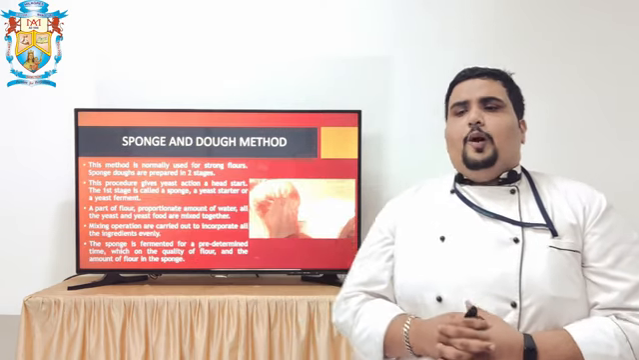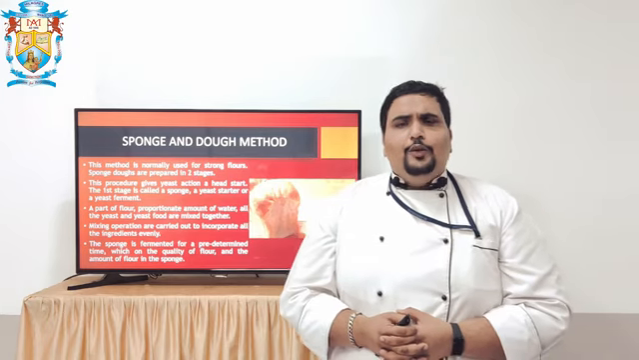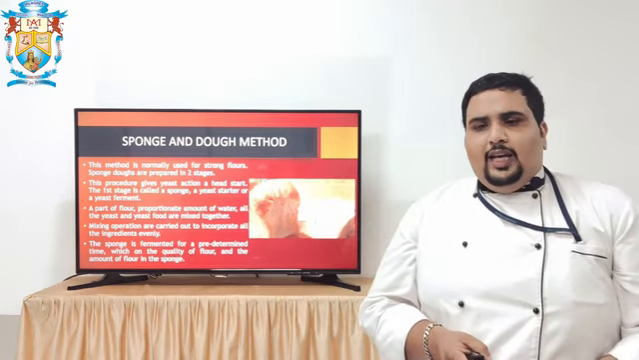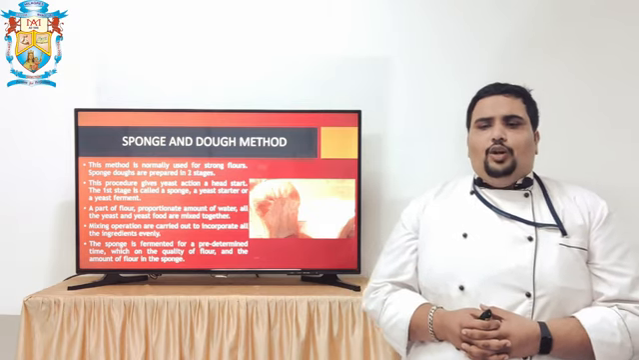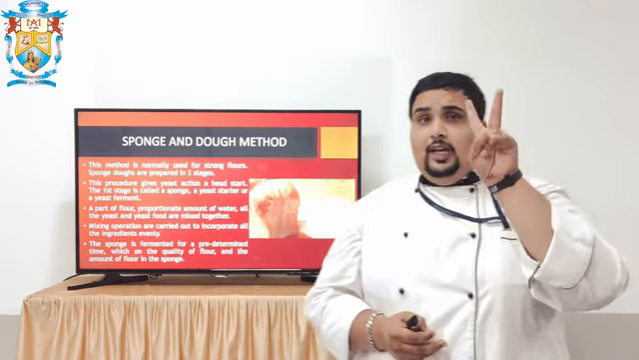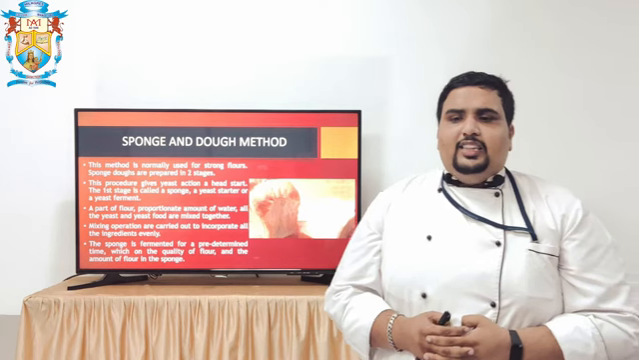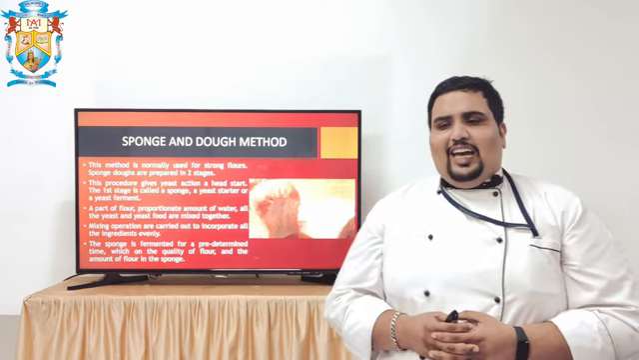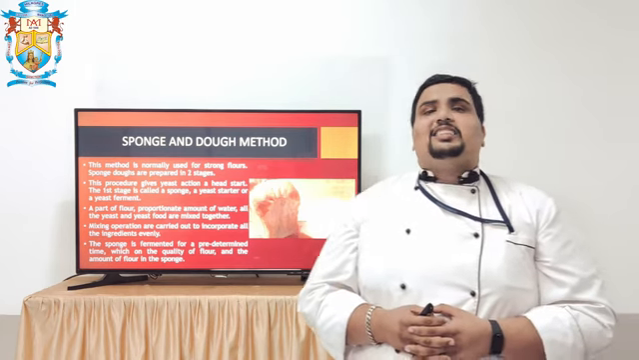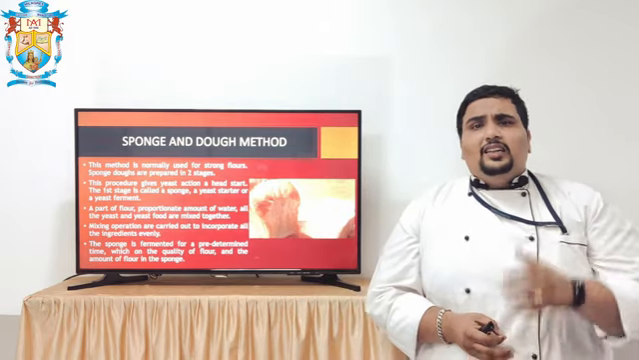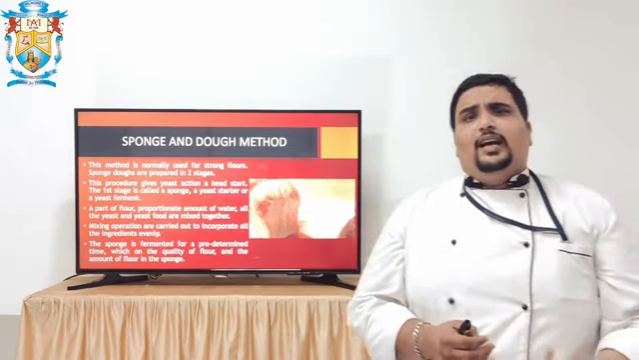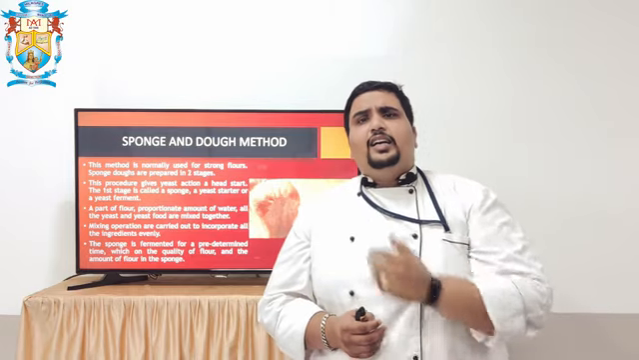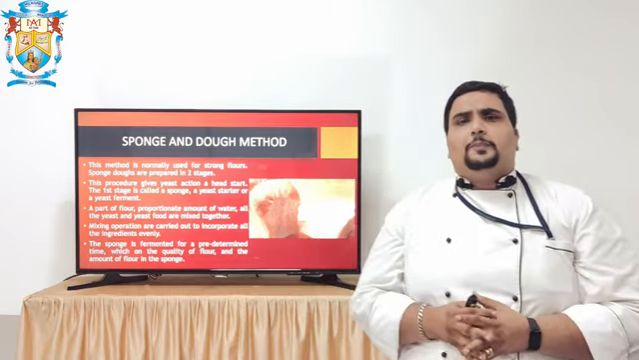Next one is the sponge and dough method. What do you mean by sponge and dough method? This method is normally used for strong flours. Sponge dough is prepared in 2 stages. Remember, 2 stages. This procedure gives yeast action a head start, so that the yeast ferments in advance, and then it can be added into the main dough that is being prepared.